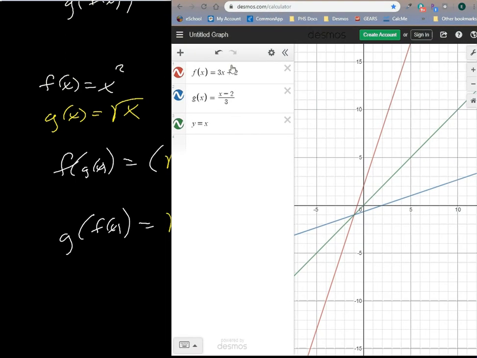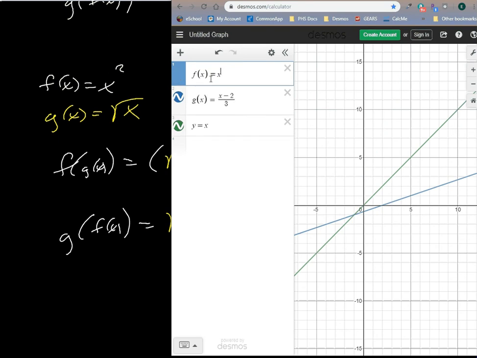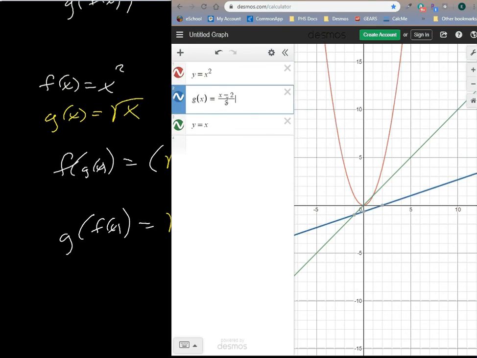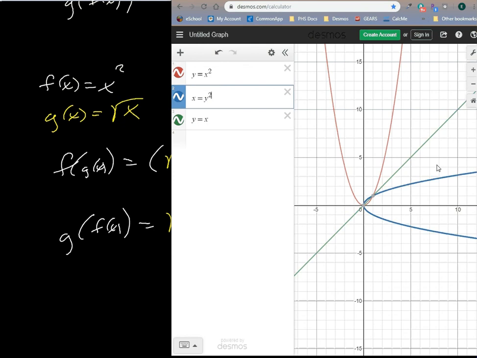So if we go down here, we make f of x x squared. And in fact, I'm just going to call that y equals x squared to make this a little bit easier. And instead of writing this as a function, I'm going to write it as x equals y squared. Look, we still have that same symmetry, don't we? Okay, those two relations.